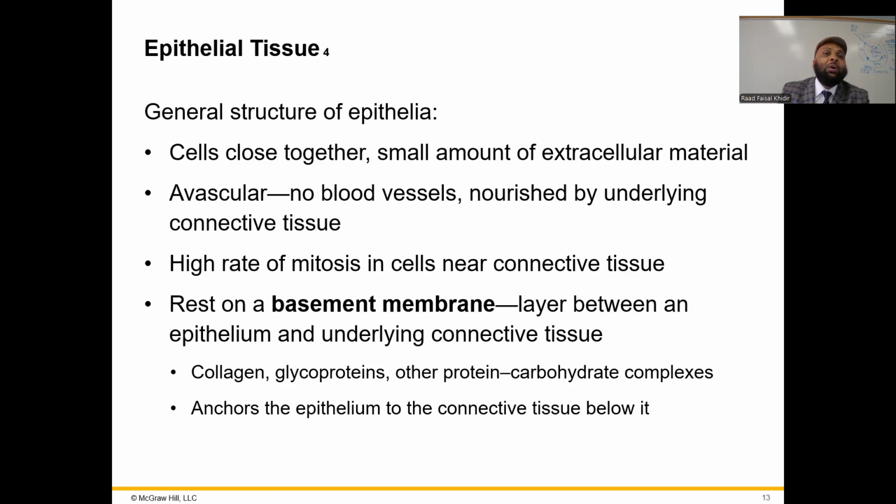So there is a large component of the epithelial tissue, but the part of the epithelial tissue that is closest to the connective tissue undergoes a lot of cell division. That is the site near the connective tissue where there's a lot of mitosis. And the epithelial tissue rests on the basement membrane, which is a layer between an epithelium and the underlying connective tissue.